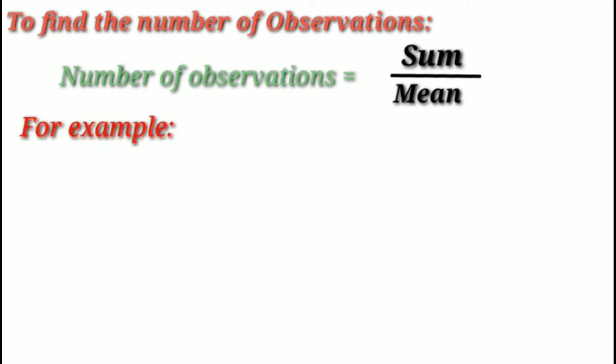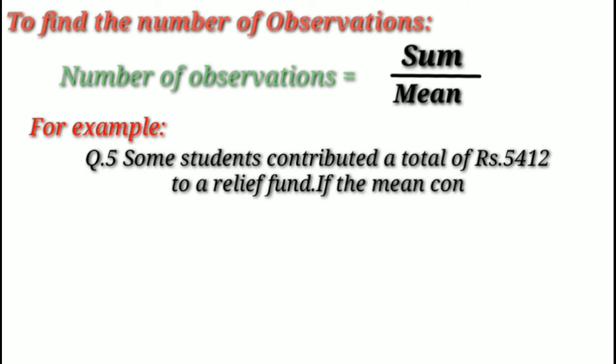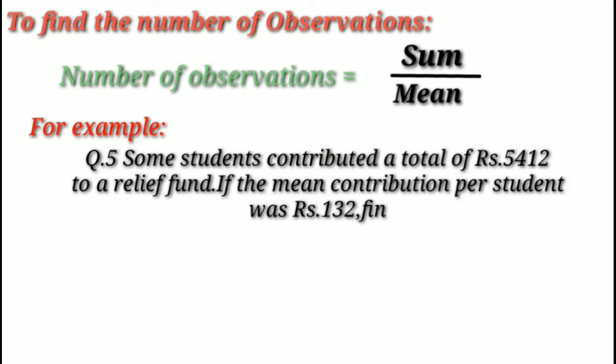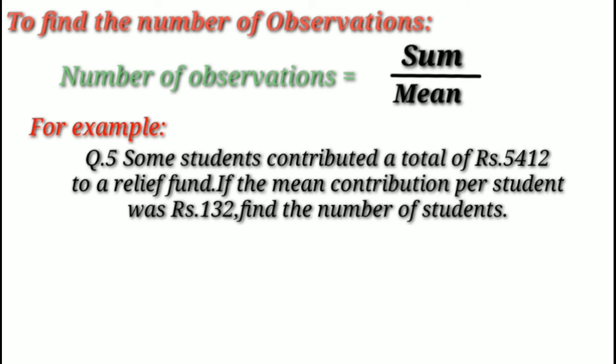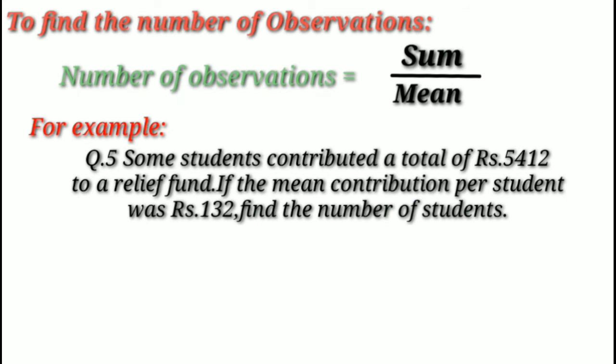Question number 5 of 1C. The question is, some students contributed a total of rupees 5,412 to a relief fund. If the mean contribution per student was rupees 132, find the number of students. So to find the number of observations, we divide sum by mean. Sum means total. Total is here 5,412, divided by mean, that is 132.